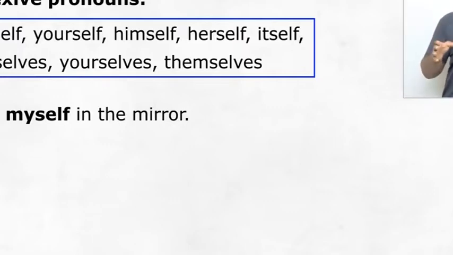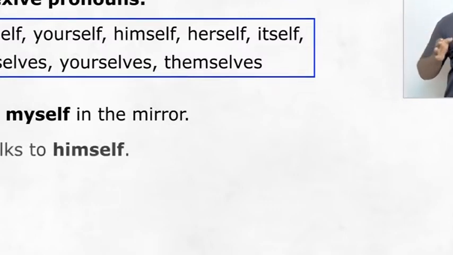And to show that relationship, we use the ending self. I saw myself. Let me give you another example. I have a friend who likes to think very deeply about things. And when he thinks, he likes to get up and walk around the room and talk. Except he doesn't talk to other people. He talks to himself. Again, the subject and the object are the same person.